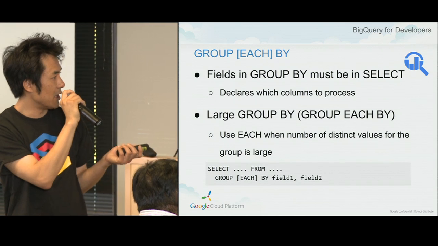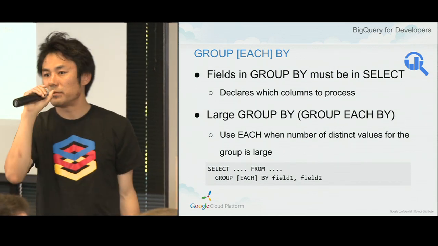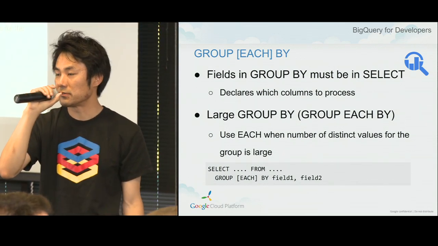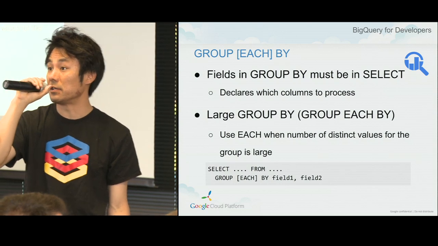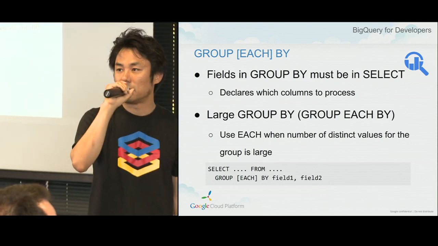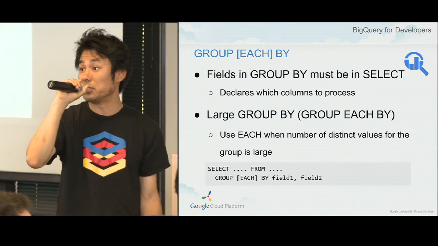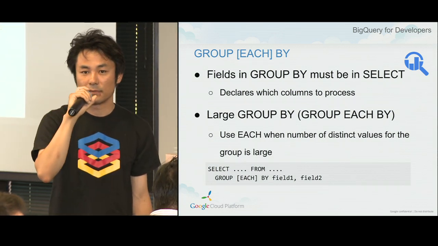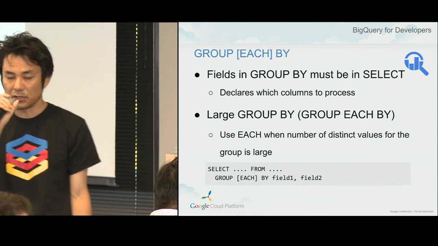And large group by. If you have so many categories or so many different values in the group by field, it still fails. And we can still use group each by in the same way as we join.